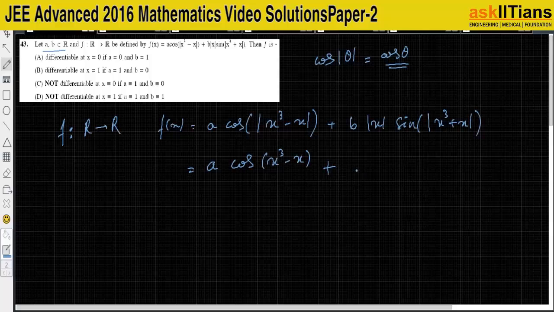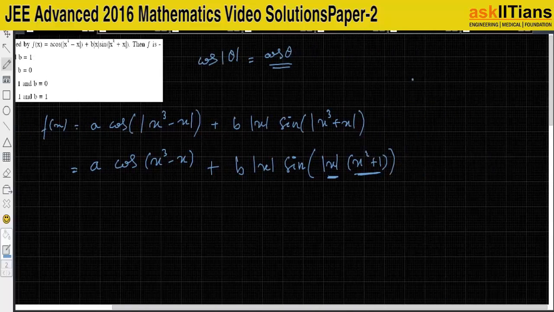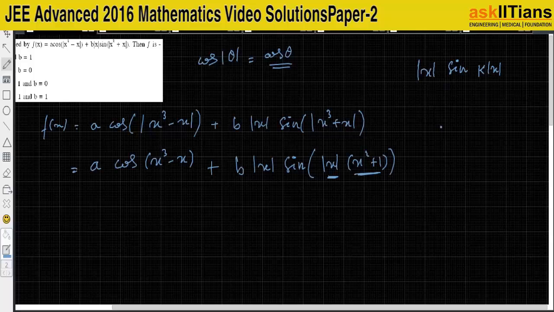And this quantity is nothing but b times mod x into sin of, now if I take mod x common, mod x into x square plus 1. X square plus 1 is always a positive quantity, and here I have mod x. Now if I look at this function very carefully, it is something like this: sin x into mod x into sin of k mod x. Let me consider k to be some positive constant.